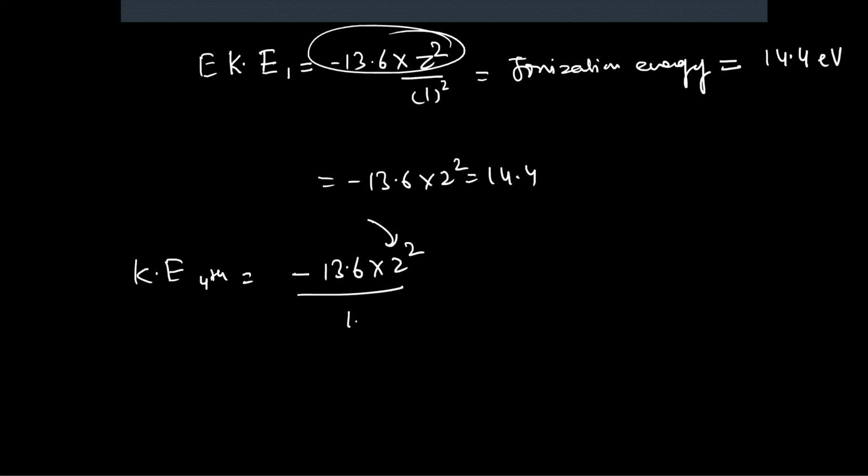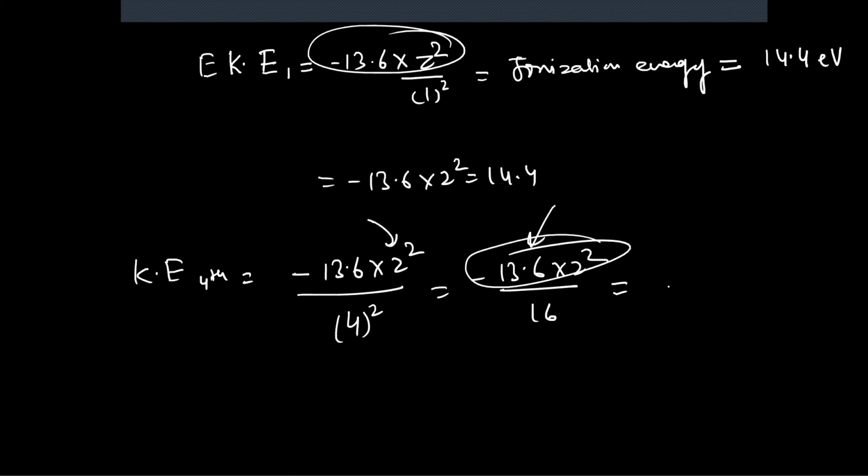So what is n? n is four. So we will write here 4 square. So you write here minus 13.6 into Z square upon 16. Now this 13.6 into Z square value is equal to 14.4. So you write 14.4 upon 16, you will get approximately 0.9 with a minus sign. Okay, with minus. Got it?